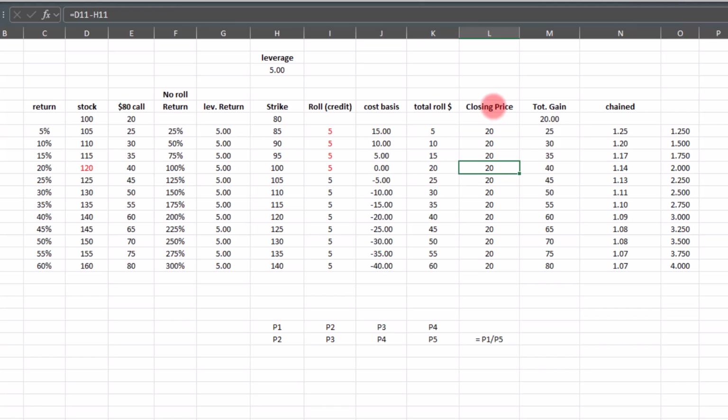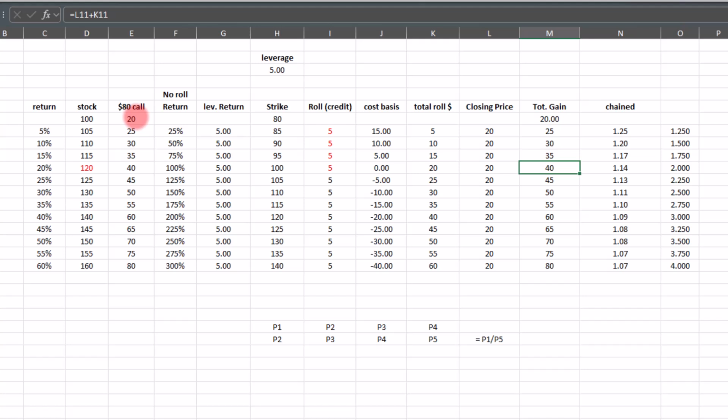So notice that that's the closing price. That will always be 20 bucks. And that's because we're assuming that we're at parity. So at any time we can close it for an additional 20 bucks. So therefore, right here after this roll, my total gain would be 40 bucks. And that's the $20 of credits from rolling plus 20 bucks from closing that call is 40 bucks. And so if we say $40 divided by the $20 starting price, it's a double.